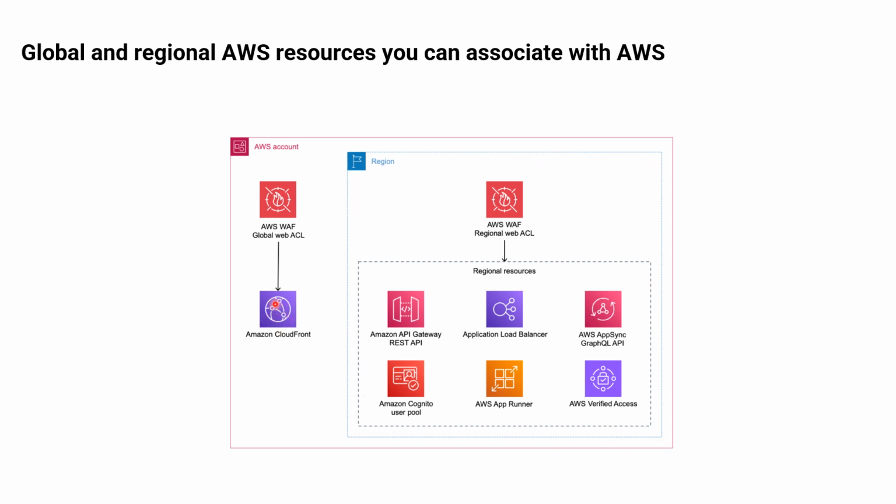There is another example, a diagram I took from the AWS site. Here you can put WAF on top of CloudFront. Here you can create a number of web ACLs. You can deploy WAF on top of AppSync, application load balancer, API Gateway, Cognito, App Runner, and Verified Access.